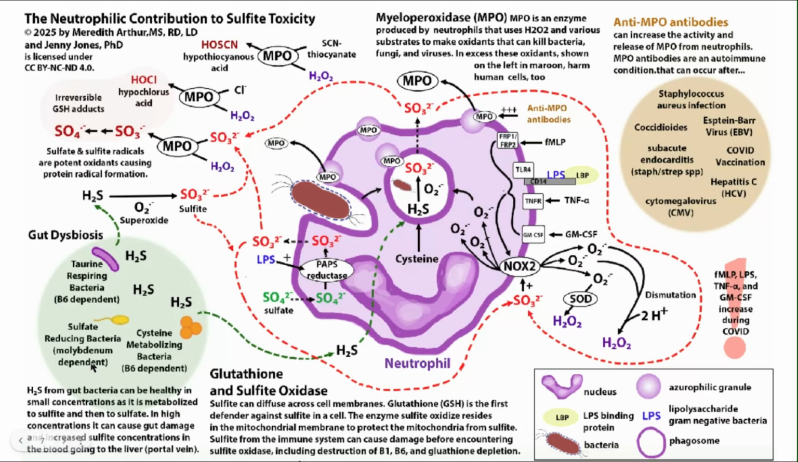Another group of bacteria are sulfate reducing bacteria. And these guys are molybdenum dependent. So they can take sulfate and make hydrogen sulfide out of it. The problem with that is that if you have high dose molybdenum supplements, it's possible that these bacteria would use that molybdenum to do their own work. There is an in vitro study showing that high dose sodium molybdate, that particular form of molybdenum, will inhibit the ability of these bacteria to convert sulfate to hydrogen sulfide.